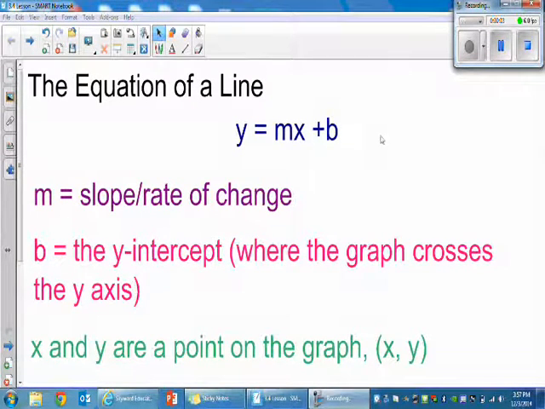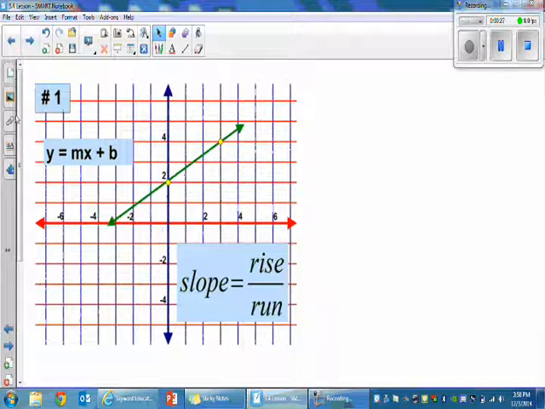The equation of a line is given to you as y equals mx plus b, where m represents the slope or rate of change, b equals the y-intercept, which is where the graph crosses the y-axis, and the x and y are a point on the graph just like x, y. So here is how we would use y equals mx plus b.